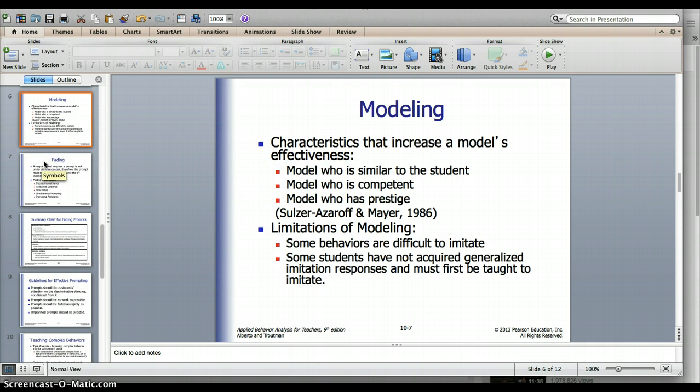Modeling is a fantastic teacher strategy. We've all used this probably in some form or another with students or with people in our lives. So we want to make sure that when we're looking at modeling, that model is competent in the skill, and that is a model that the student will want to follow. So if I'm trying to get a student to do something and they don't care about or respect me, we can kind of work around that by finding someone that they do care about and respect.